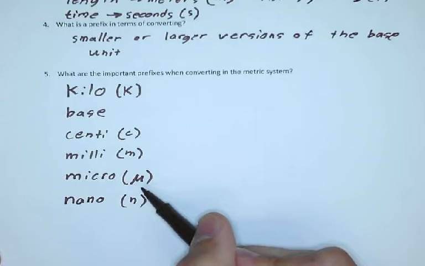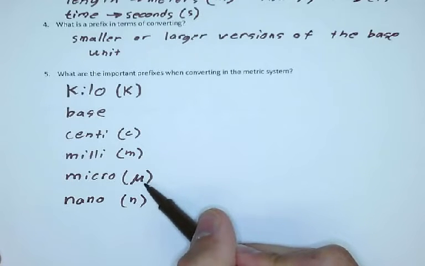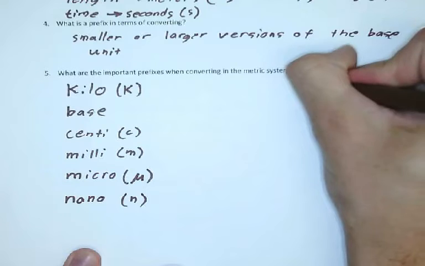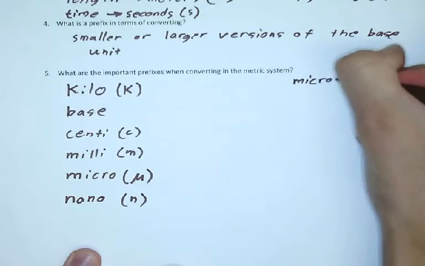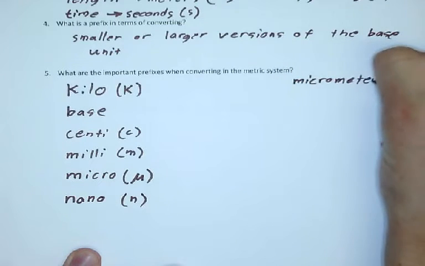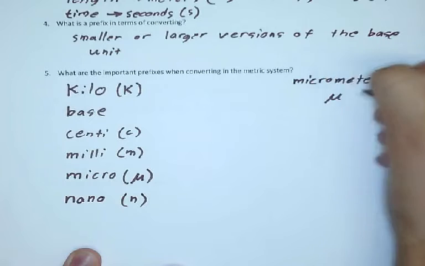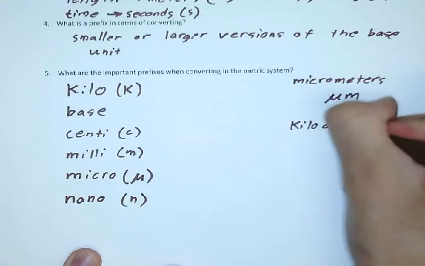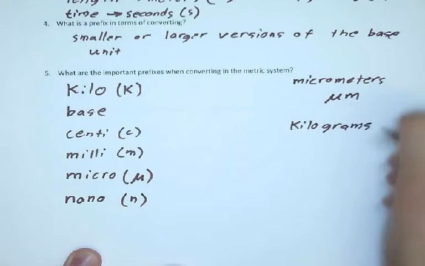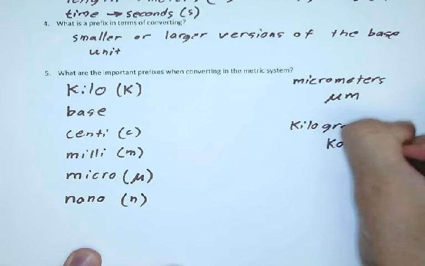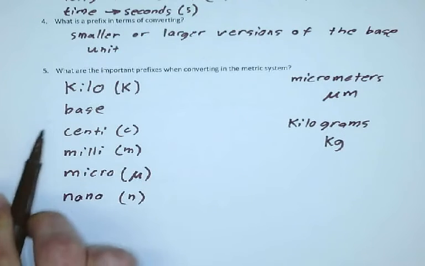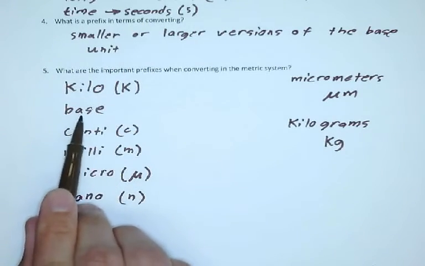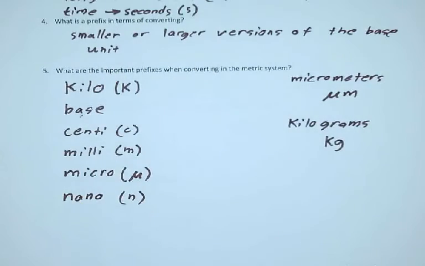Ish. But that's micro. So for example, if I want to do micrometers, I would write mu m. If I want to do kilograms, I do kg. So you do the prefix and then you do the base unit. If you don't have a prefix, if you're just the base unit, then you just do meters, grams, seconds, whatever it is.